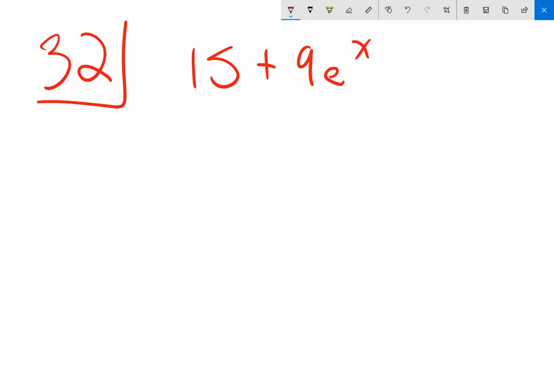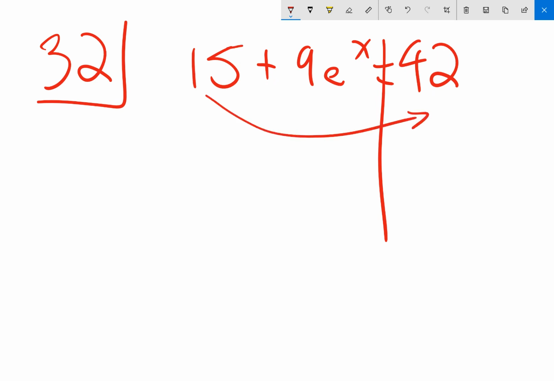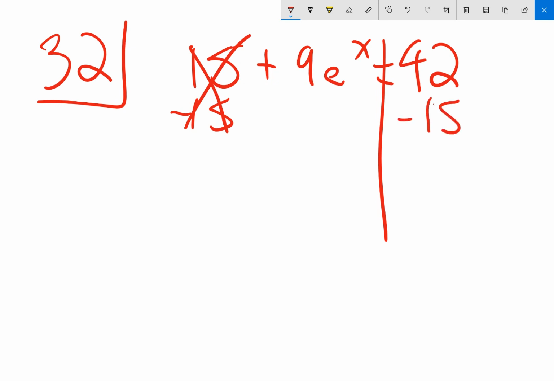Number 32, the last really tricky problem. We have 15 plus 9e^x equals 42. So again, you have to treat this like a normal problem until you get to the e. Just like in number 30, we have an extra 15 here. I can combine the 15 with the 42 if I move the 15 to the other side. So I'm going to subtract 15 to get rid of it over here, just put it on the other side.